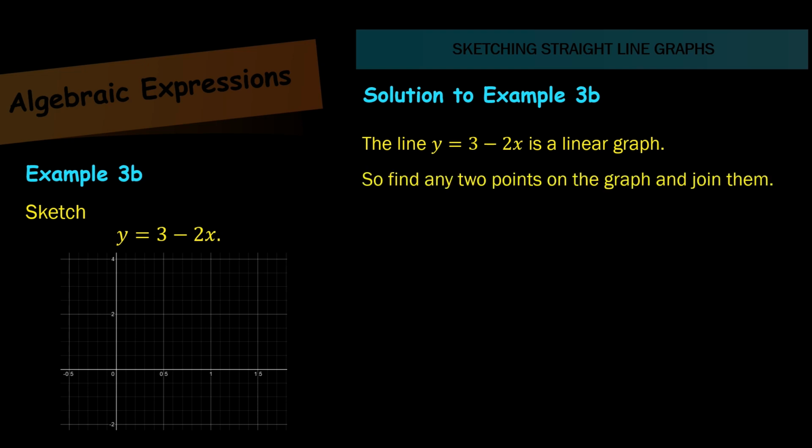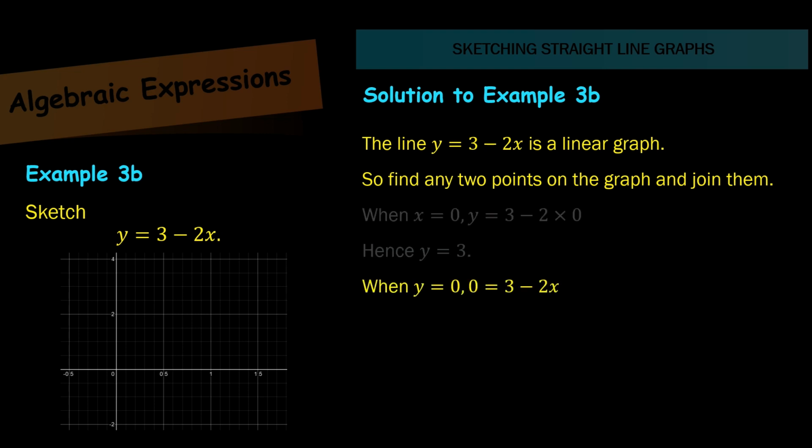The points we're considering again are when x is 0, what is y, and when y is 0, what is x. So let's consider x equals 0 first. So when x equals 0, plug in the values, and tidy up to give y equals 3. So one of our points is 0, 3.